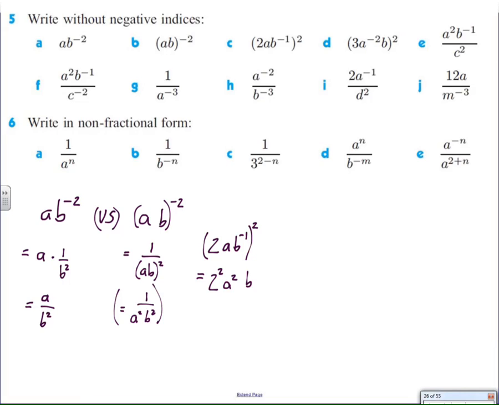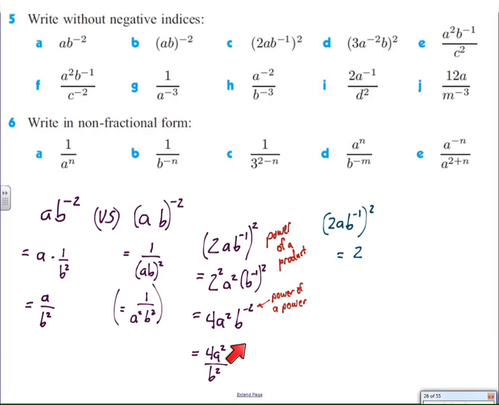So in the, where am I? Oh yeah, in part C, (2ab^-1)^2, we could use the power of a product right here. In which case, we're going to get 2 squared, a squared, b to the negative 1 squared. 2 squared is 4, a squared is a squared, b to the negative 1 squared is b to the negative 2. So then I take that negative 2 and I move it down so there's no negative exponents.